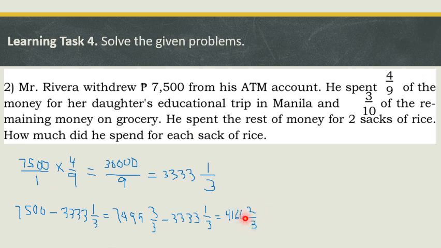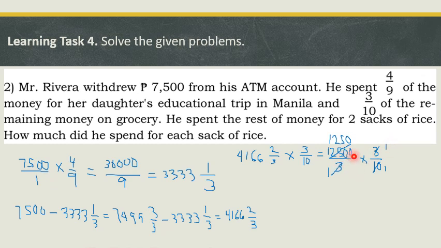Ngayon, ito daw natirang ito ay ginamit niya yung 3/10 nitong natira sa grocery. So, ang gagawin naman natin is to multiply 4,166 and 2/3 sa 3/10. So, para makakuha natin kung magkano yung ginastos sa grocery. So, ang 4,166 and 2/3 gawin natin improper. So, magiging 12,500 thirds. So, times 3/10. So, i-cross multiply na, gumamit tayo ng cancellation method. So, ang 3 at saka 3 ay, ang common factor nila is 3. So, 3 divided by 3 is 1. 3 divided by 3 is 1.